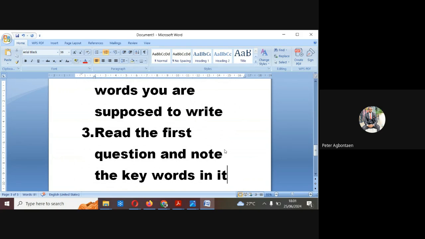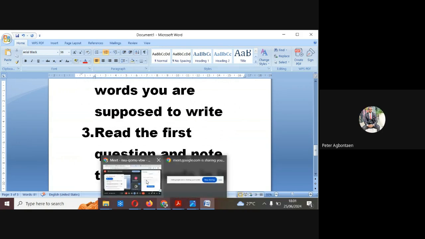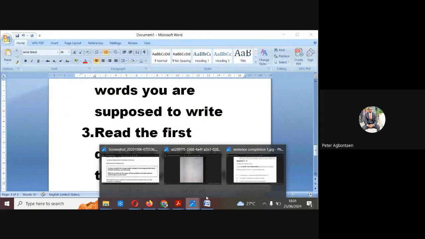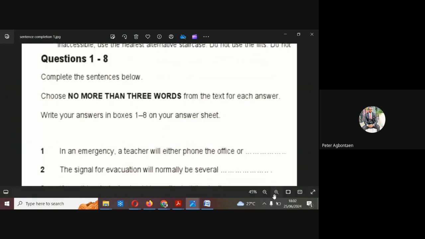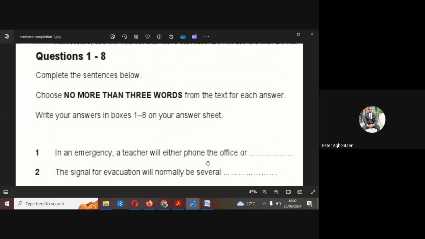And you don't read all of the questions at a stretch. You read the questions one after the other. So you read the first question. Now let's take a look at what the first question in this case is. The first question here is: in an emergency, a teacher will either phone the office or dash.